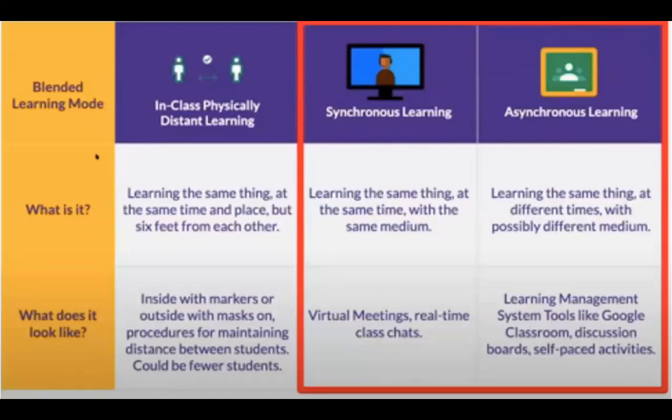And traditional learning is learning the same thing at the same time and place, but 6 feet from each other. What does it mean? Why do we mention 6 feet here? After COVID-19 ended, we started classes again, but there were still some restrictions. You are in a classroom, but with 6 feet of distance between you, sitting in the classroom and taking your education in the same place or the same medium. It looks like being inside with masks on or outside, with procedures for maintaining distance between students, so there could be fewer students.